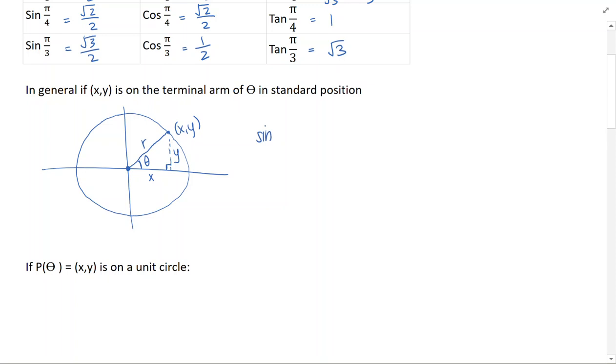And when looking at our three trig ratios, we have sine, cosine, and tangent. We know the relationship through SOHCAHTOA. When looking at sine, it's opposite over hypotenuse, which in this case is y over r. Cosine is adjacent over hypotenuse, which is x over r. And tangent is opposite over adjacent, which is y over x.